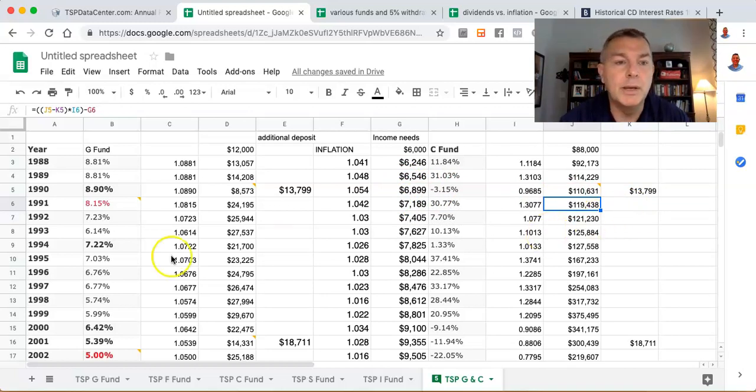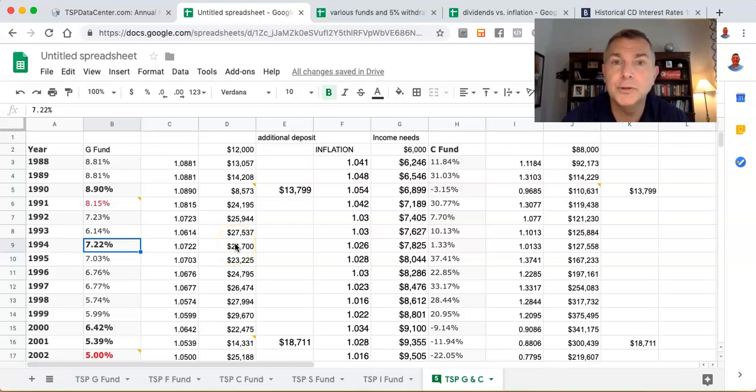Then we keep doing that. So basically, in 1994, when the Fed was raising, the market on the C Fund was only up 1.33. And the bonds are up 7.22. The G Fund was... I've got to check that to see what the 10-year Treasury does.